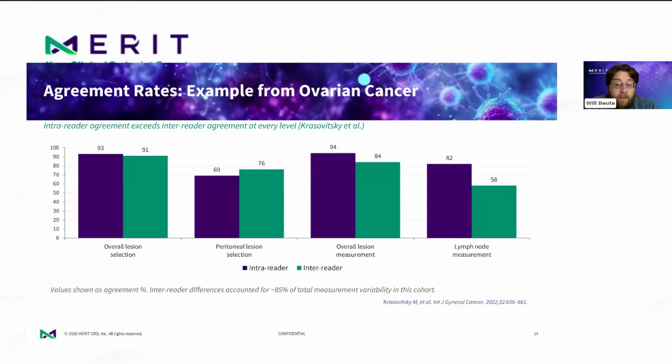The gap is especially wide for the harder tasks like lymph node assessment, where disease is more diffuse and harder to define. In fact, in this cohort, inter-reader differences accounted for roughly 85% of the total measurement variability. So the between-reader component isn't just larger, it's the dominant source of variability by far. This is an important insight operationally because it tells us where to focus our mitigation efforts, which is on the sources of disagreement between readers.